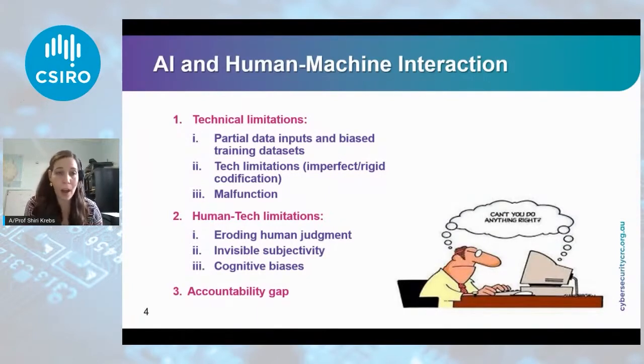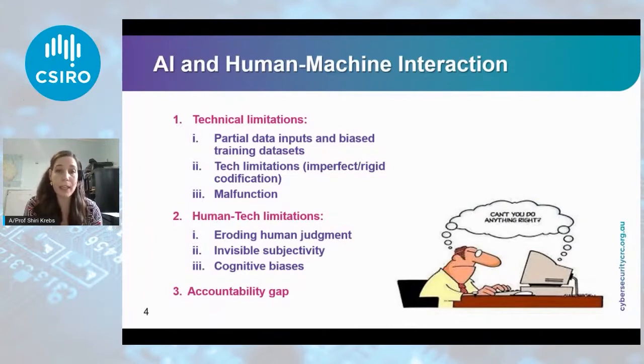And in my work on counterterrorism decision making, I've been able to demonstrate how this type of issue can lead to lethal errors that cannot be corrected. And so obviously, it depends on the context, but sometimes errors can be very costly. And this is something to think about. What do we do if the technology fails?